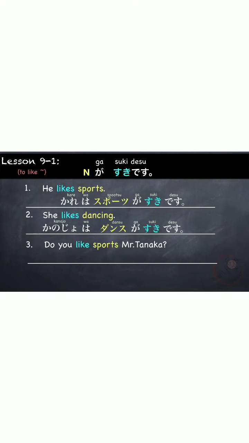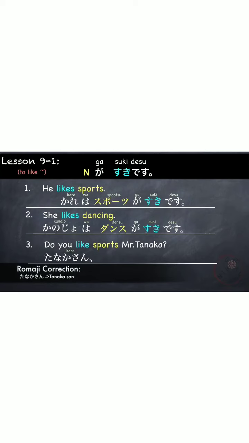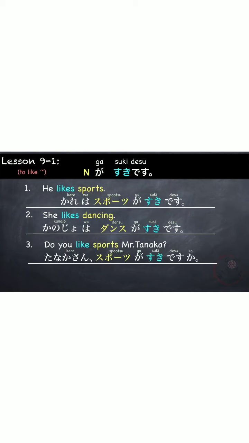And to ask the question, does someone like something? In this example, do you like sports, Mr. Tanaka? So we are asking Mr. Tanaka if he likes sports. Tanaka-san, スポーツが好きですか? Tanaka-san, スポーツが好きですか?